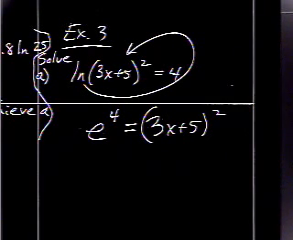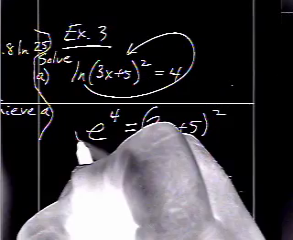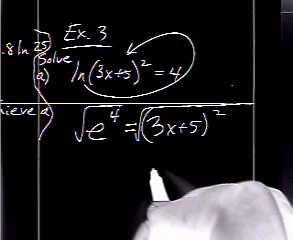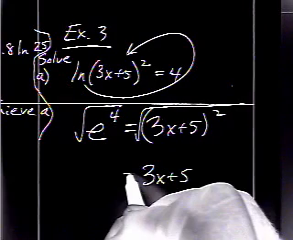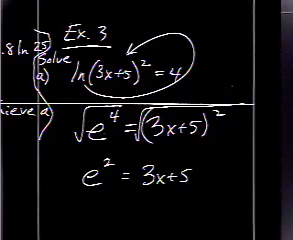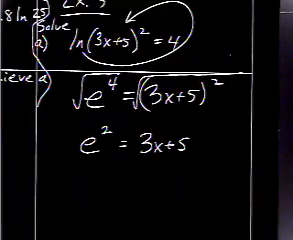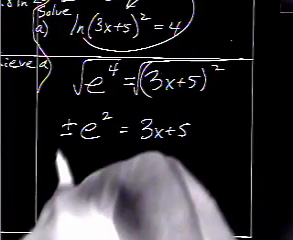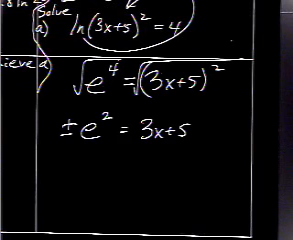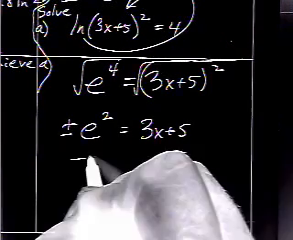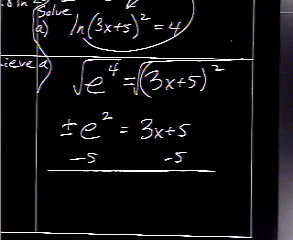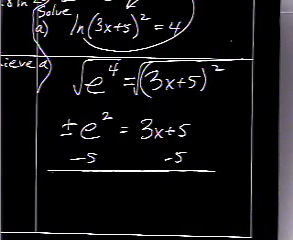Okay. So we need to take the square root of both sides, giving us 3x plus 5 equals e squared. Keep in mind we can have a plus and a minus on that when we take the square root. And then we can subtract 5.